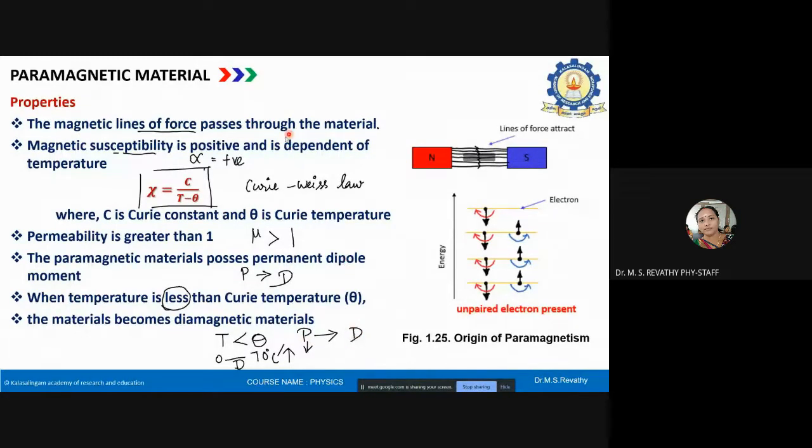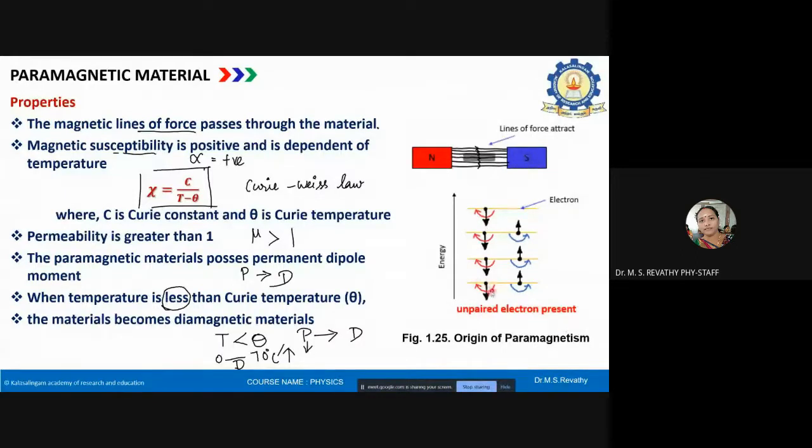Okay, first point lines of force, second point susceptibility, which is positive. Then within the susceptibility itself, you have Curie-Weiss law connecting the temperature and susceptibility. Then permeability, which is greater than 1. Then the presence of dipole moment you are talking about here. Then what happens when you decrease the temperature less than the Curie temperature, how the material changes. Okay, change from para to dia is represented in the last point. And unpaired electron present.